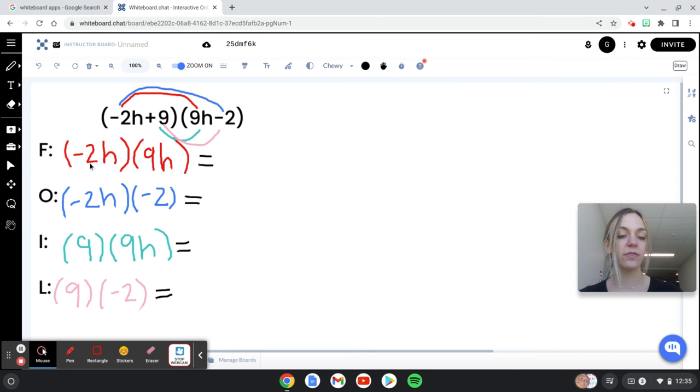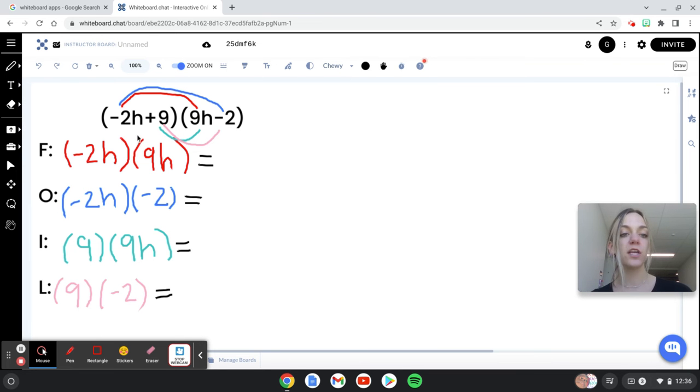So first is red, the first terms in each binomial, negative 2h times 9h. O is outside, so the outside edges of both binomials, negative 2h times negative 2. I is the inside. These are the two that are touching. We've got 9 times 9h. And then last would be the last part of each binomial, so 9 and negative 2. And remember, what we're doing when we FOIL is multiply everything together.